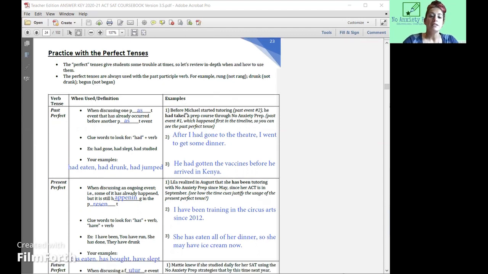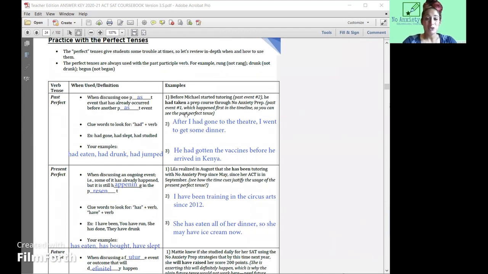Okay. So you can see from the notes here, this is basically just a review of what we just did in the chart, but I wanted to make sure that you had it in your own notes, and we were really reinforcing this. So of course, our past perfect is when we're discussing one past event that's already occurred before another past event. Some clue words to tell you if it's the past perfect are had plus a verb. So again, here's some examples that I did for you. Had gone, had slept, had studied, right? So then you can put some examples of your own.